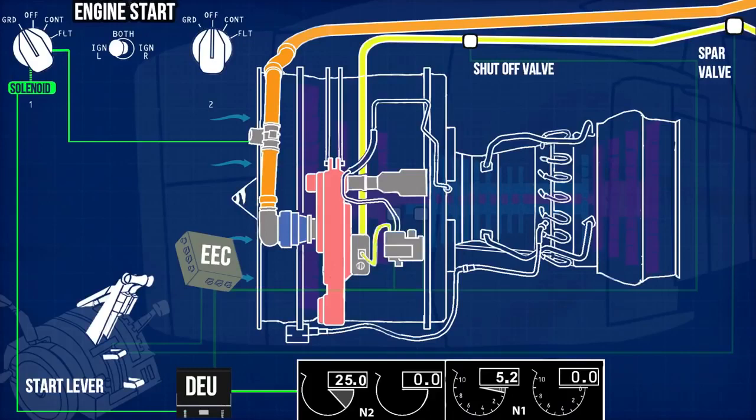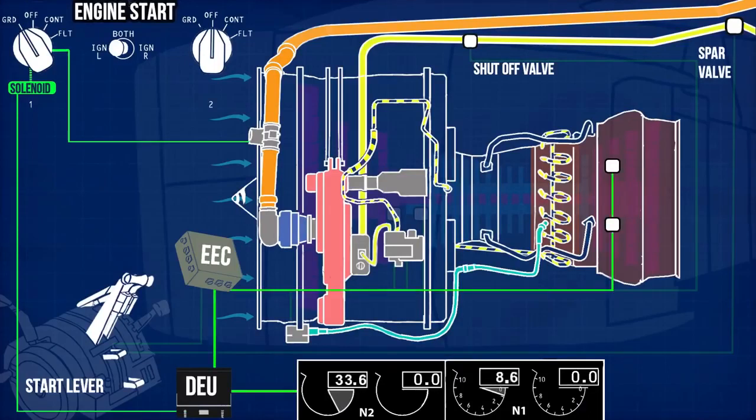The EEC now controls the rate of fuel flow by controlling the fuel metering valve, which transfers the fuel into the combustion chamber through the fuel nozzles. At the same time, the EEC commands the ignition exciter box to ignite the fuel-air mixture in the combustion chamber with the help of the igniter plug. The combustion increases the high-pressure and low-pressure turbines' rotation. This shoots up the N1 and N2 rotors' RPM.